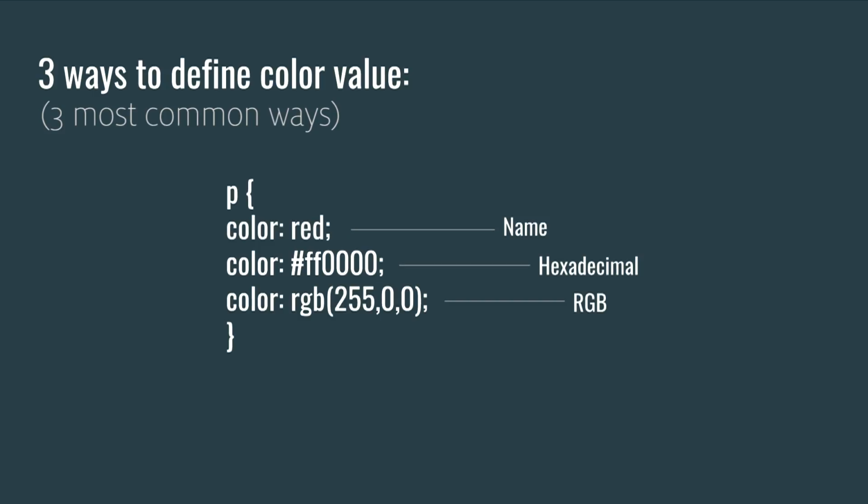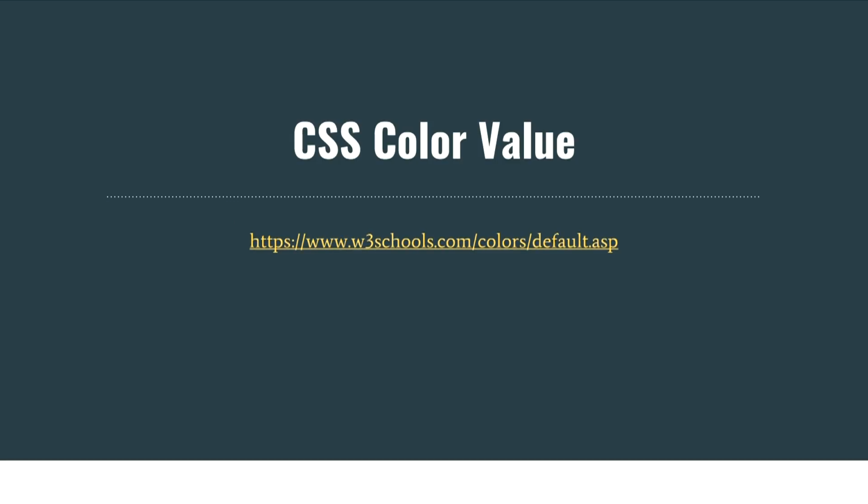There are many ways to define a color value. You can define a color by name, or you can define it by using a hexadecimal or RGB value. If you want to learn more about CSS color values, please refer to the link on the screen.